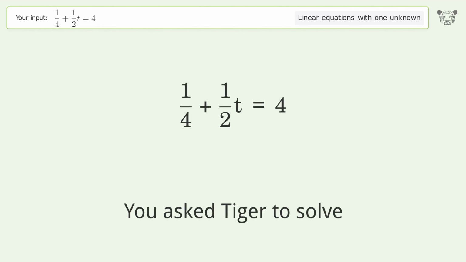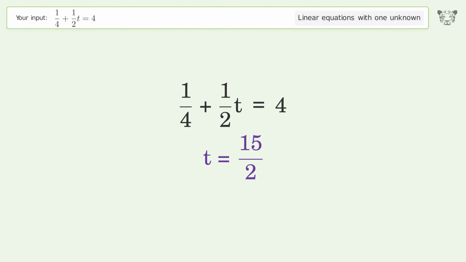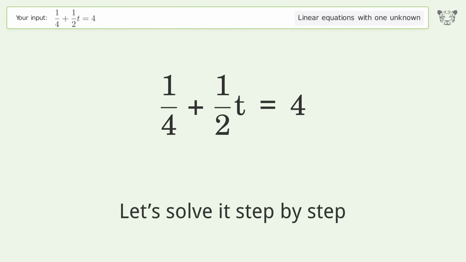You ask Tiger to solve this. This deals with linear equations with one unknown. The final result is t equals 15/2. Let's solve it step by step.